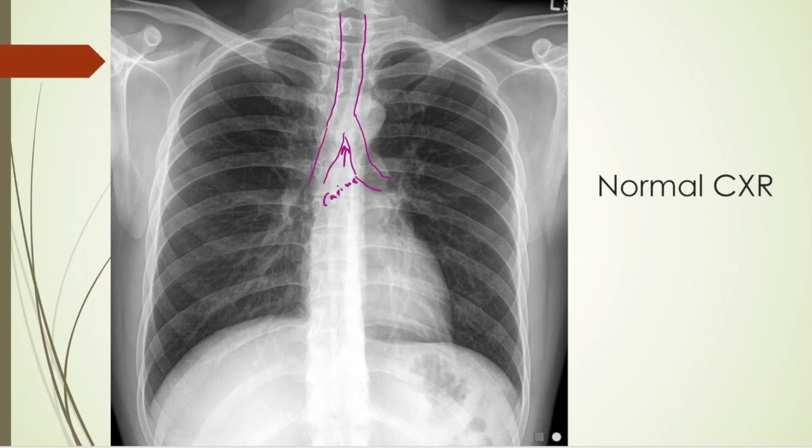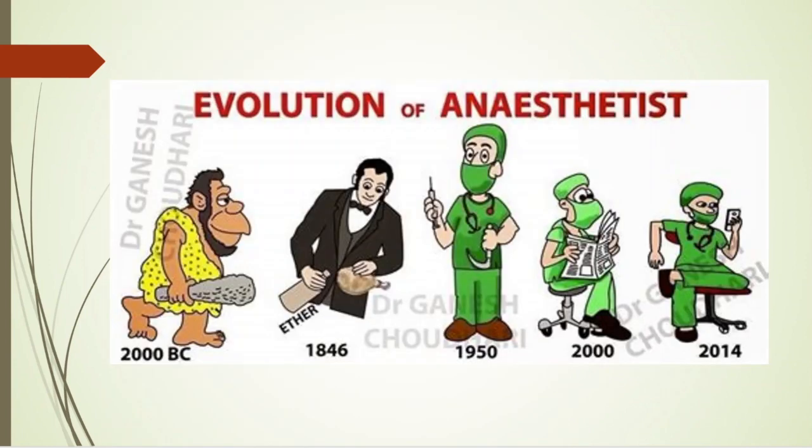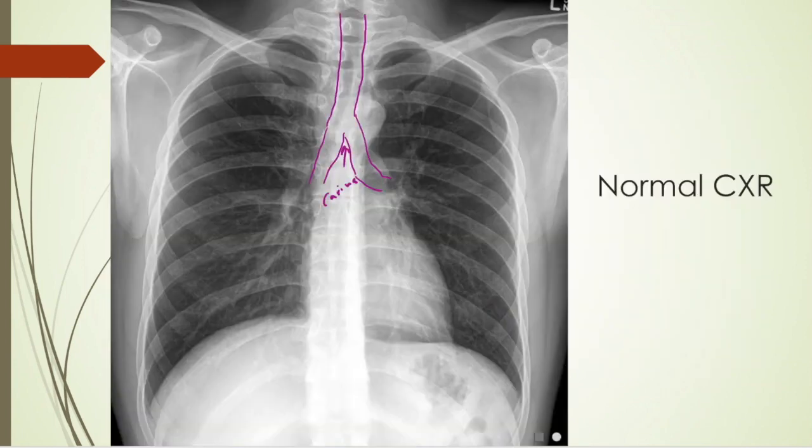So if you're going to check for tube placement after you intubate somebody, you would look for the carina and then check for the tube about 5 centimeters above the carina. And I generally look anywhere right around the clavicles is great. So that's A, airways look good.